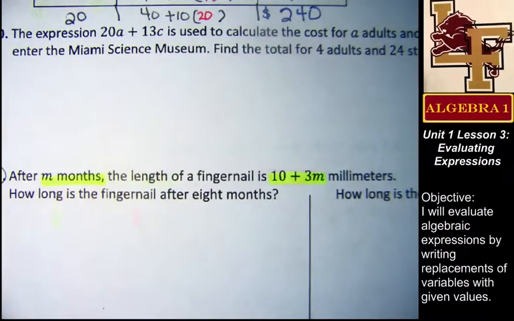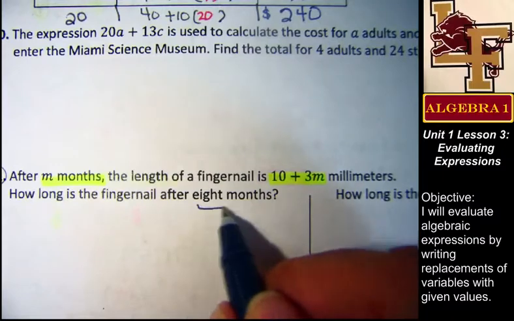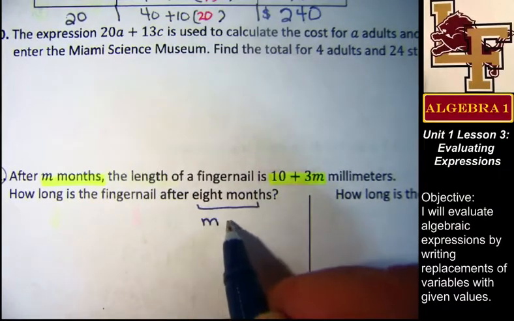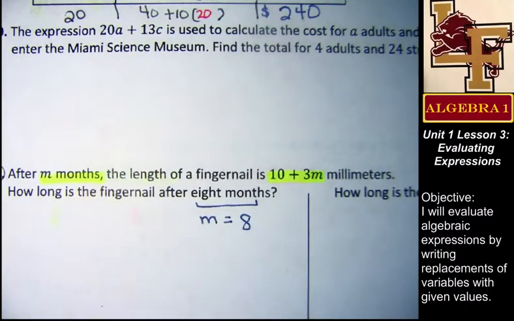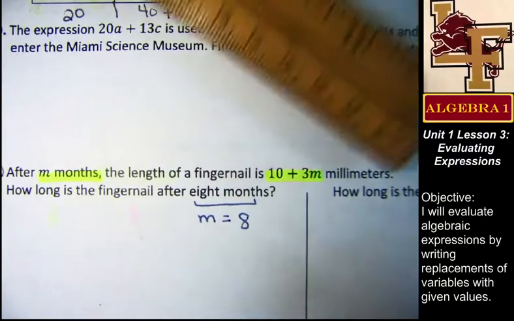It wants to know how long my fingernails would be after 8 months. What would be the value of m after 8 months? 8, because 8 is the number of months. And how many months am I growing my fingernails? 8. All right? Thank you very much.